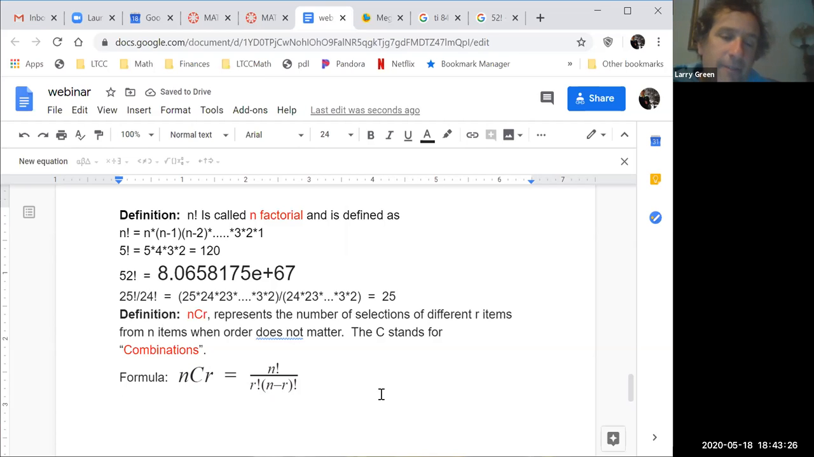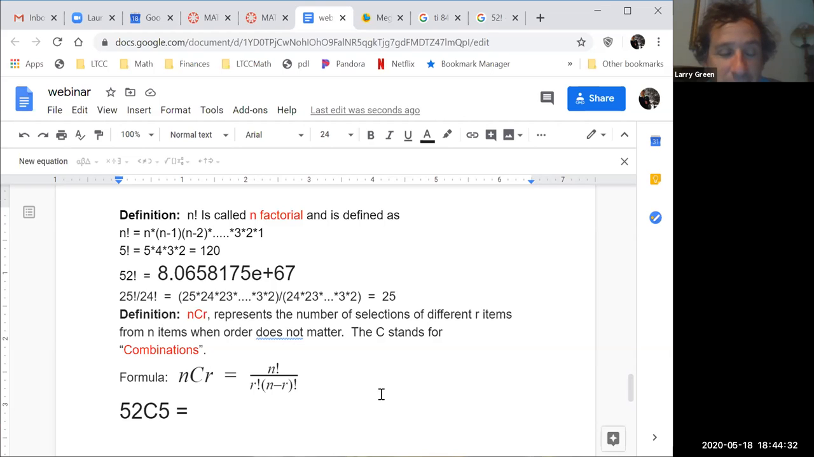Okay, so for example, what if we had 52C5? By the way, first thing, what does that represent, kind of in words, before we get into the formula? If you read the definition, what does that represent? Any ideas? Yeah, so it means that you are selecting 5 different items from a larger collection of 52 items, and you don't care about the order.